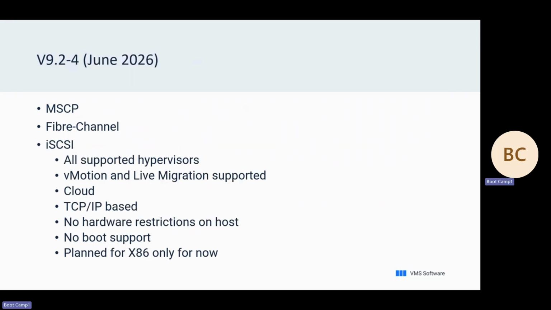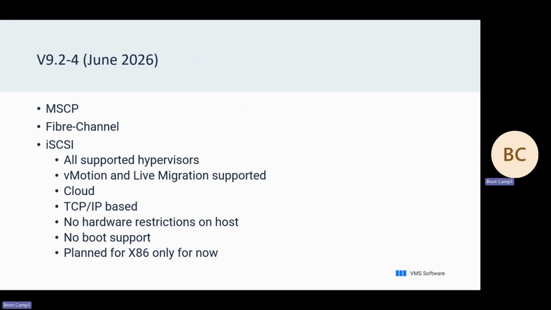And then in version 923, besides MSCP and fiber channel, we want to support iSCSI. And that would work on pretty much any hypervisor because it uses plain TCP/IP network traffic. That also means that now vMotion and live migration become possible again if you've properly set up your cluster for that. It means we can run clusters with shared storage in the cloud. It means we get rid of all the hardware restrictions on the host. Still no boot support. And for now, this is only planned for x86. We don't know if we'll be able to pull this off for Alpha or Itanium.